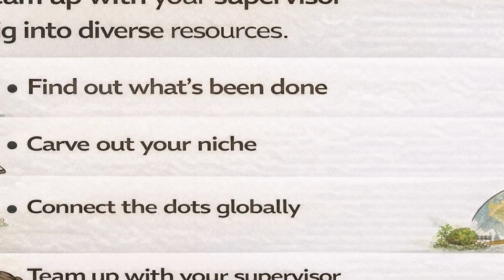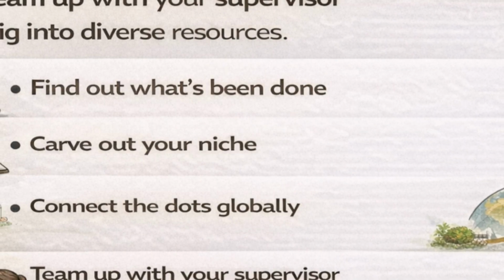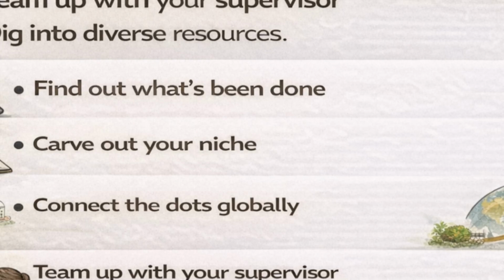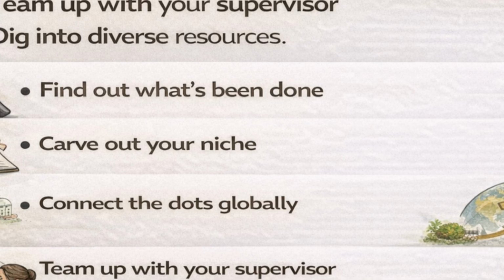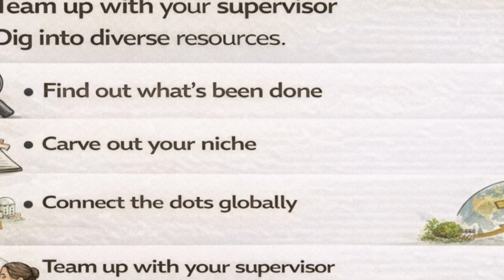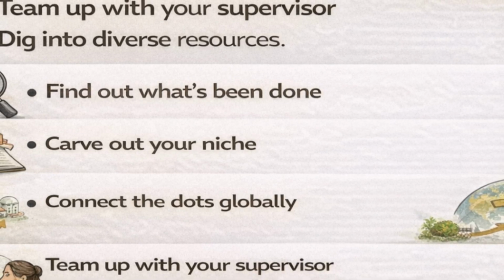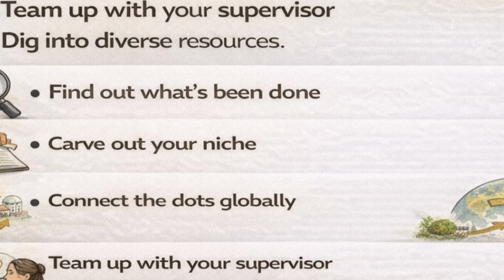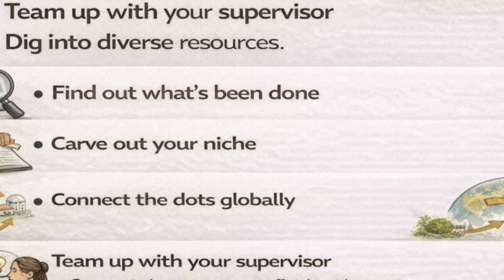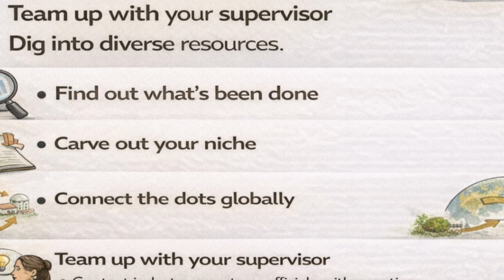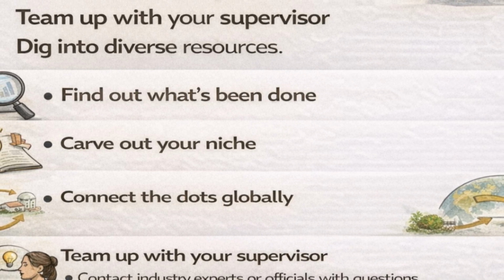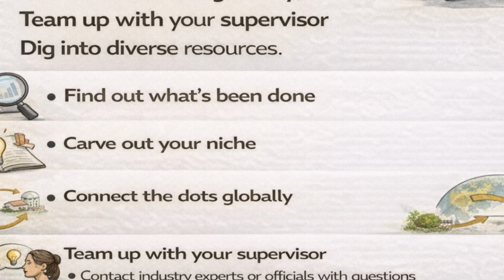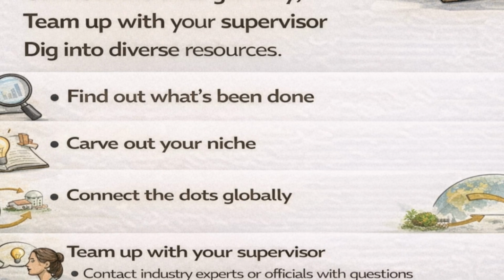Let's recap the path we've covered. Find out what's been done. You leverage tools like Google Scholar to map the research landscape and spot those precious gaps. Carve out your niche. You evaluated where you can add value, zeroing in on underexplored angles and contextual twists that make your study special. Connect the dots globally. You learned to frame your local or specific topic as part of a bigger picture, turning a local gap into a story of global significance.